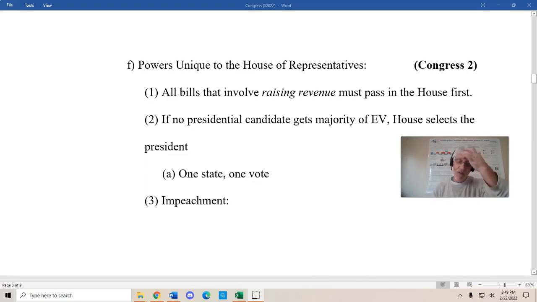And as I explained before, although the House is based on proportional representation, in this one instance, each state's delegation gets 1 vote. So Wyoming gets 1 vote, California gets 1 vote, North Dakota gets 1 vote, Texas gets 1 vote, right? And the Constitution doesn't specify how the states are supposed to determine who they're going to vote for. That's left up to the states to do. Presumably it would be majority rule, but that's up to the states to decide.